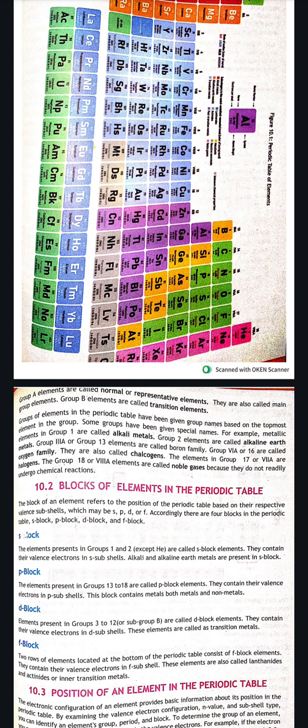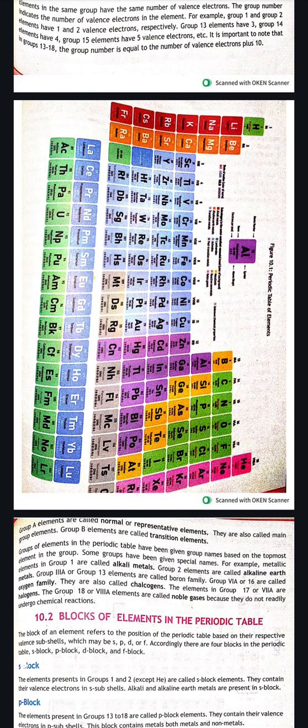The elements of group 17 are called halogens, and group 18 are the noble gases because they don't react, they are inert gases. So here we can see the periodic table, and we have the first element, hydrogen. The elements of the first group are hydrogen, lithium, sodium, potassium, rubidium, cesium and francium. Here we have the noble gases: helium, neon, argon, krypton, xenon, radon.